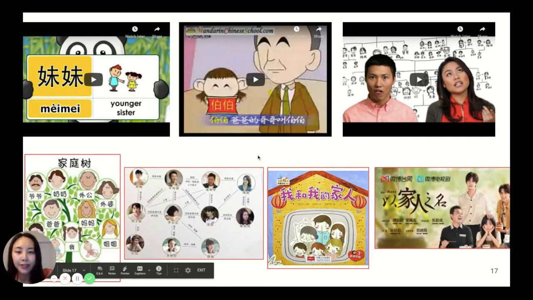So there are so many ways I can deliver the content to students based on students' needs, and it's good to provide options so that students can pick whatever works for them.